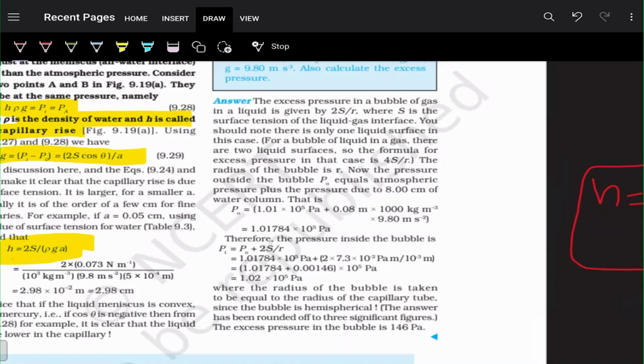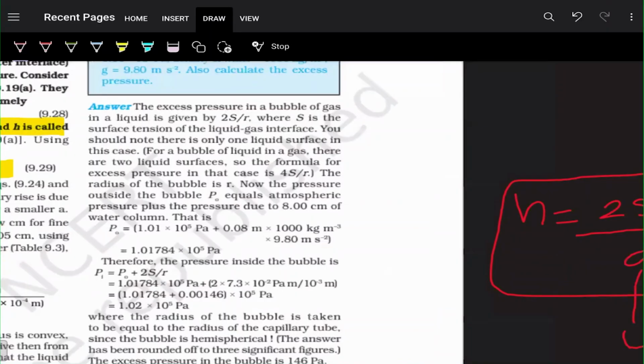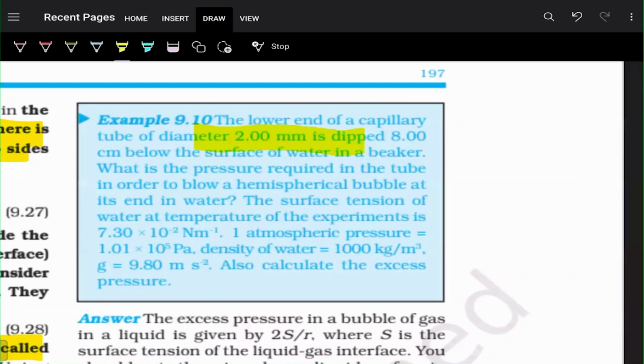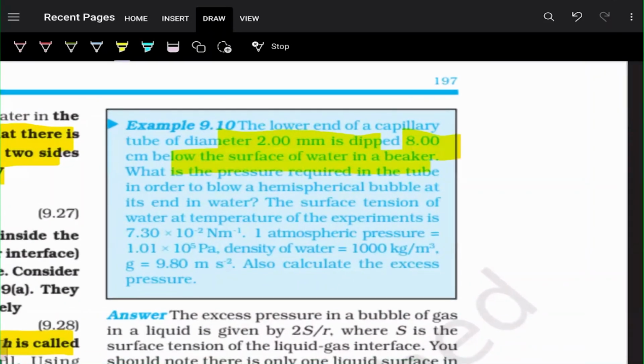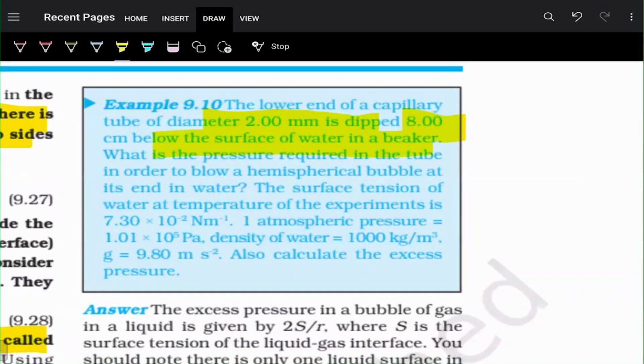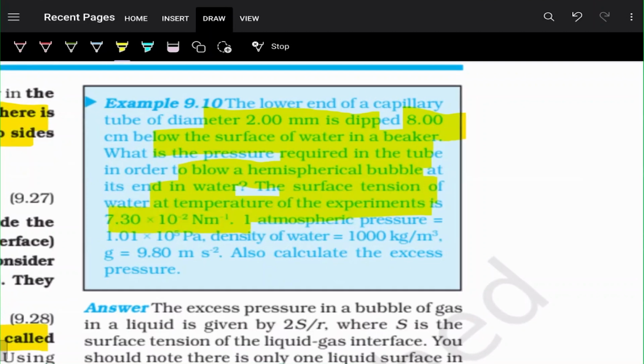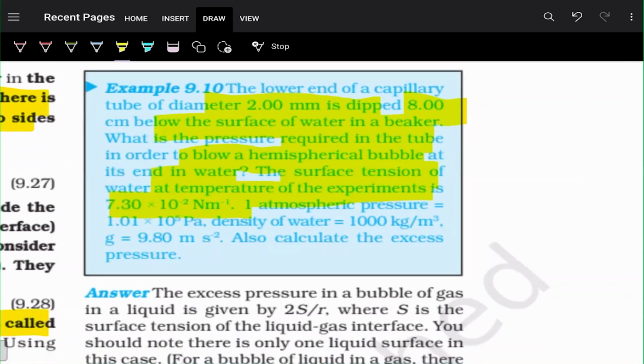See the problem. The lower end of a capillary tube of diameter 2 millimeter is dipped 8 centimeter below the surface of water in a beaker. What is the pressure required in the tube in order to blow a hemispherical bubble at its end in water? The surface tension of water at the temperature of the experiment is given as 7.30 × 10^-2 Newton per meter. One atmospheric pressure is given as 1.01 × 10^5 Pascal.